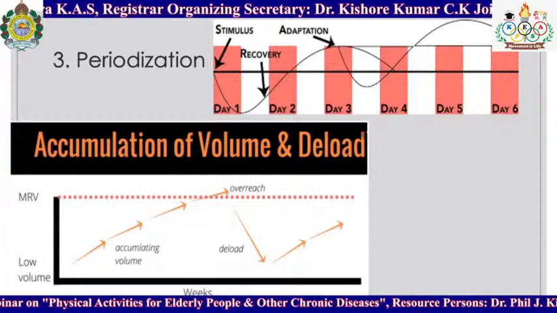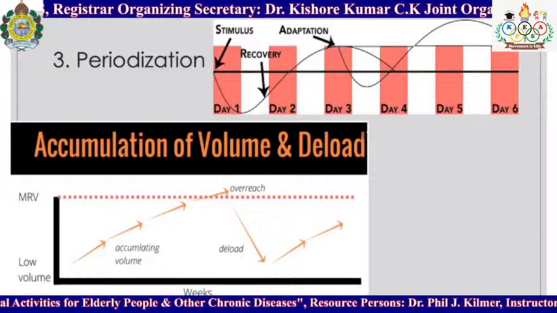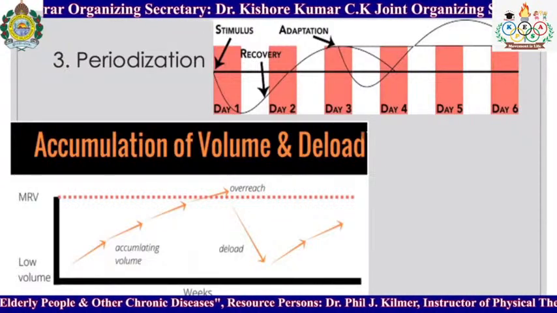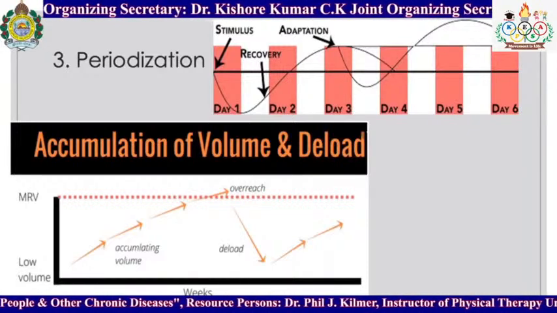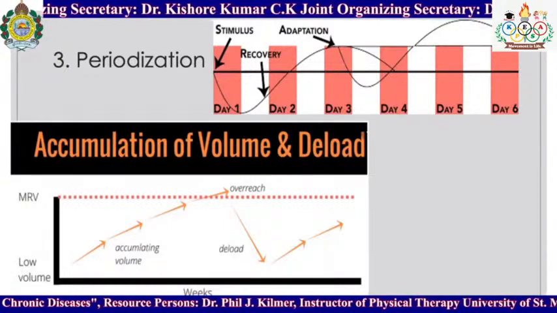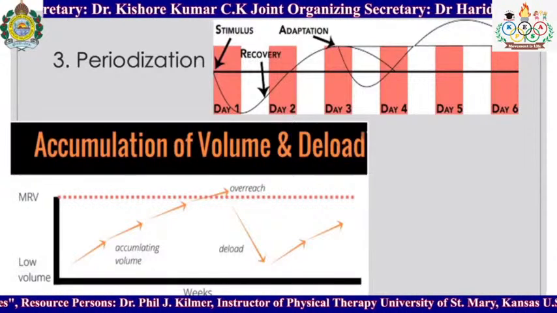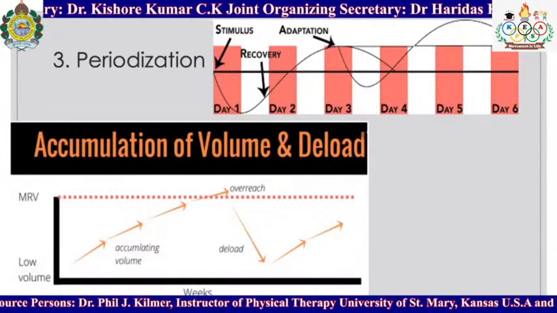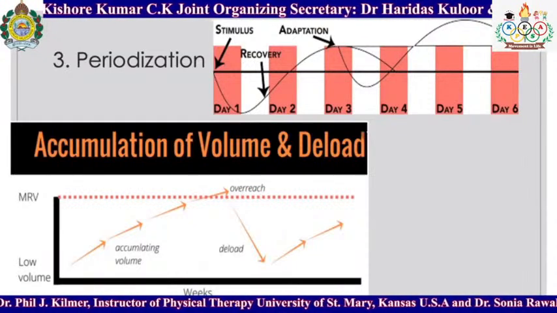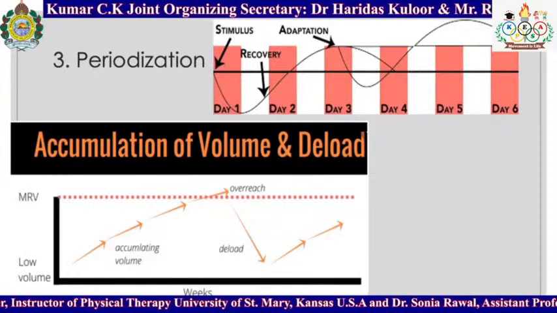So as you can see on the bottom left, what happens over time, what we call periodization, you really need times where you're making things harder and harder over time until you get to a point where you really can't do any more and patients aren't able to recover. That MRV on the left is the maximum recoverable volume. That's the amount of activity that your patient can no longer recover from. At that time, you need to give them some rest so that they can recover. That's called a deload period.